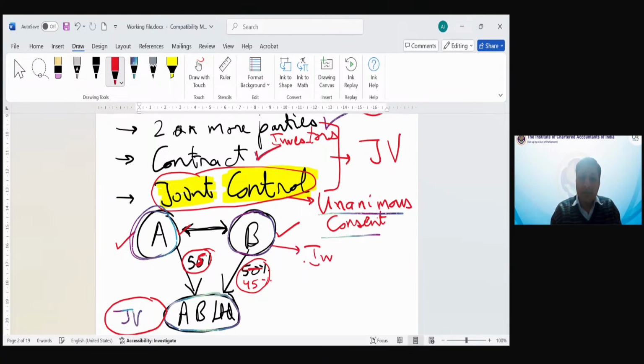You may call them investors or venturers. We are calling A and B venturers, not joint ventures. Because what is a joint venture? That is AB Limited. So the investors are called venturers, not joint venturers. Clear on this? So these terms become important.